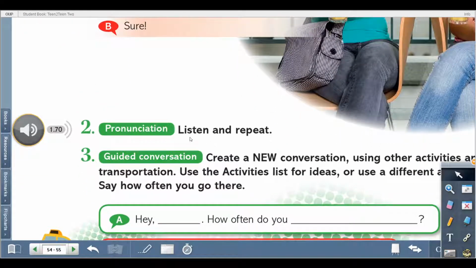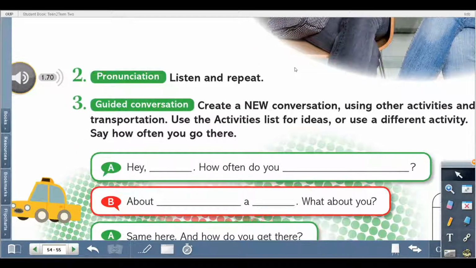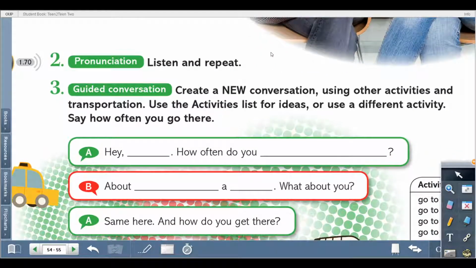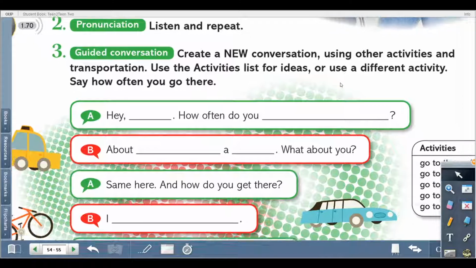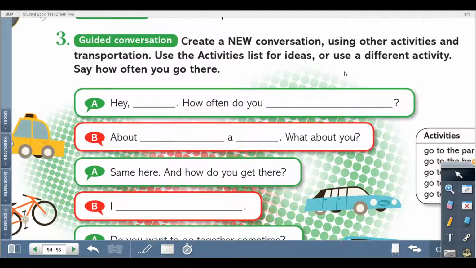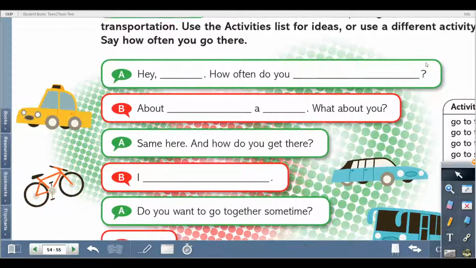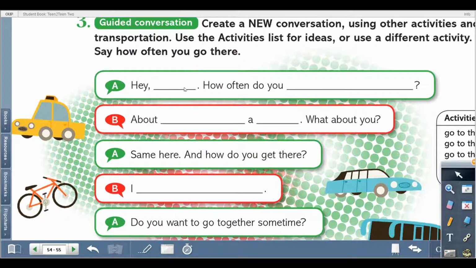Now we finished the listen and repeat section. Now there is guided conversation. Create a new conversation using other activities and transportation. Use the activities list for ideas or use a different activity. Say, how often do you go there? For example, how often do you, hey, you can write here your friend's name, and how do you play football. How often do you, for example, ride a bike?